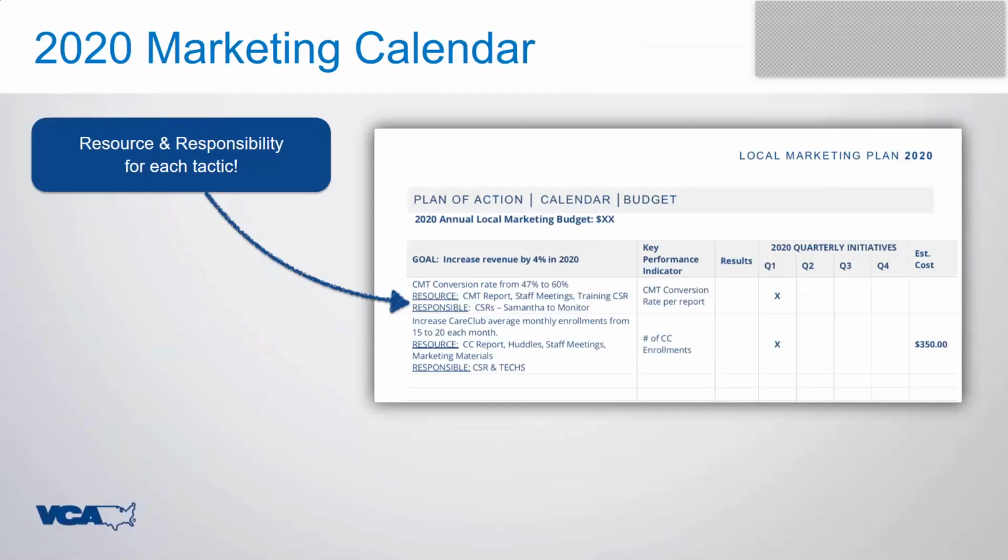So how are you going to be working on that program? The first example here is your CMT conversion rate. The resources are going to be your CMT reports, staff meetings, training CSRs, creating a call script if needed, and then your KPI is going to be the conversion rate per report. And then you put down anybody who's going to be responsible for that. So CMT is largely CSR driven, so likely you're going to have your CSR supervisor spearhead it, but then your CSRs are also going to be responsible as well.